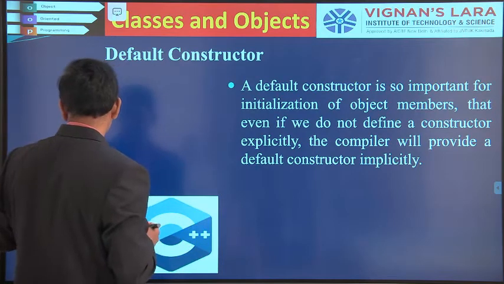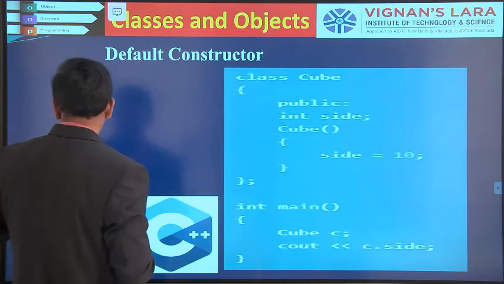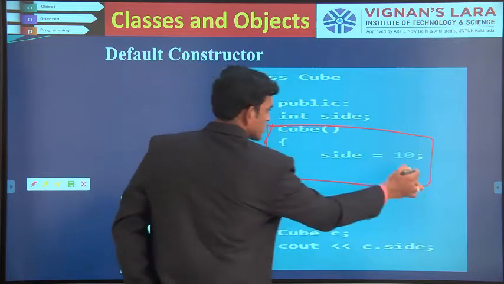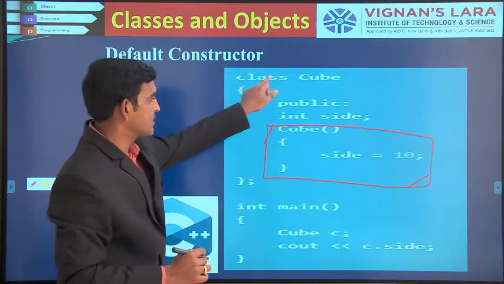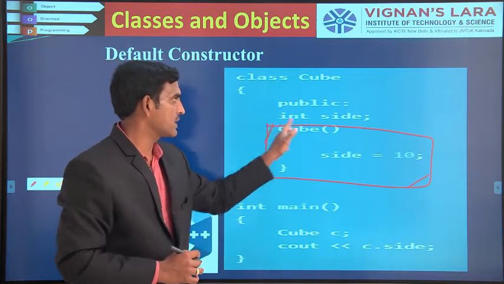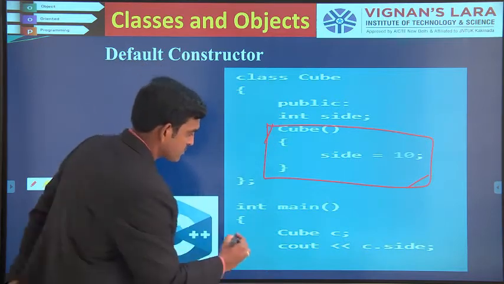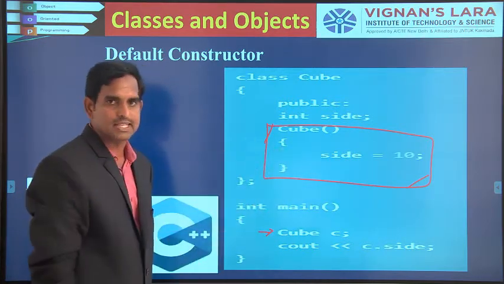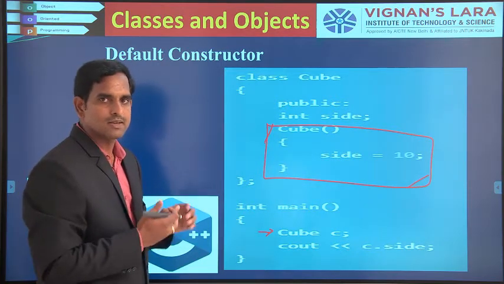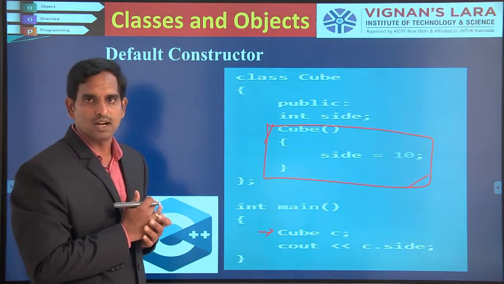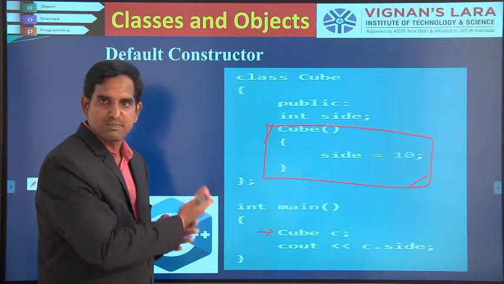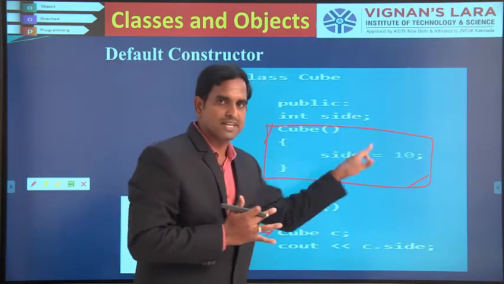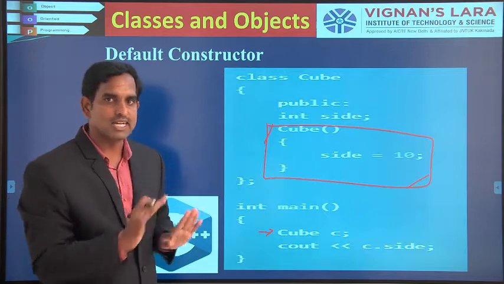What is the meaning of this? If I don't write this particular constructor, remember that I have not written this code. What I am writing is class Q, public int side. Next I have taken the object c. Since you have not written anything, the compiler will automatically write one constructor by default. You need not write it. But you have not specified the value, that is, the default constructor doesn't have any value.